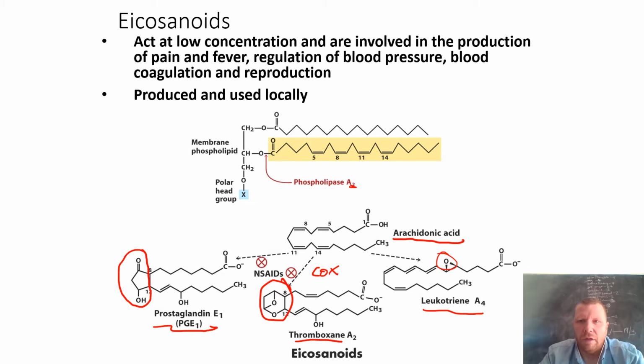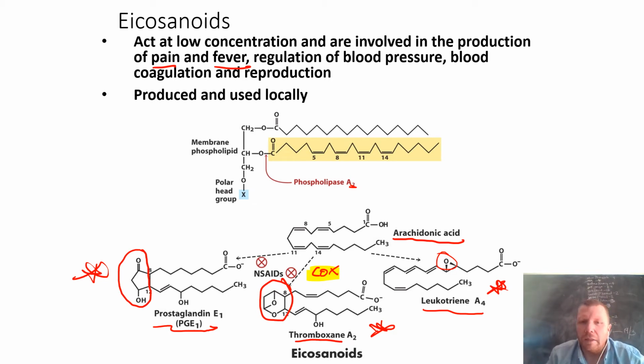What's significant about these molecules that I'm putting my stars by is that they are involved in pain production and fever production, as well as regulation of blood pressure. So essentially, these COX enzymes, which I'm going to highlight, are critical for basically the production of fever.